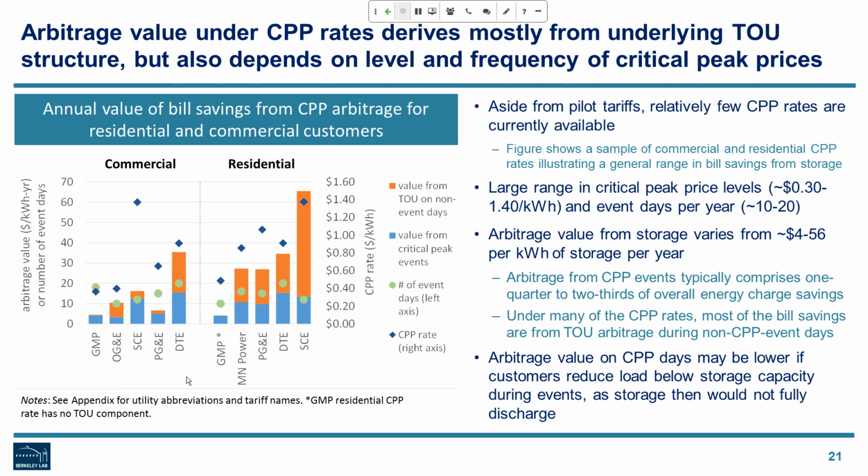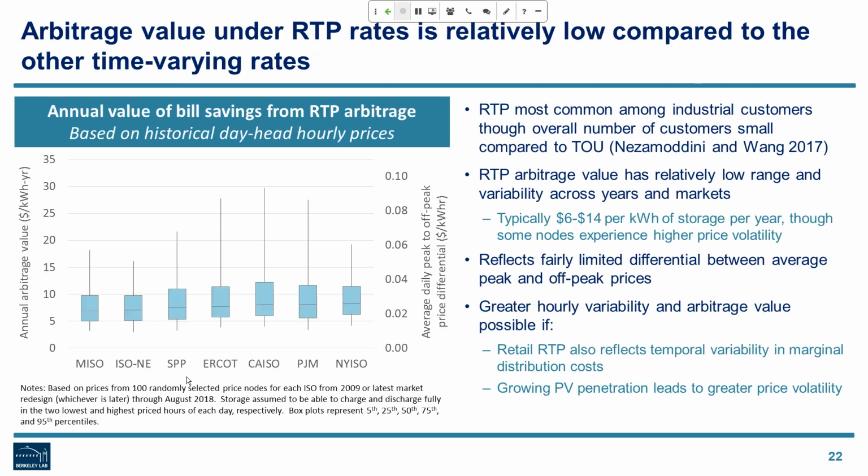So we also looked at the potential arbitrage savings from storage, assuming that customers are exposed to the day-ahead real-time price for each of these 7 electricity markets. We selected 100 random price nodes from each of these ISOs from as far back as 2009, in some cases a bit more recently, through 2018, to capture a large range of market conditions and assume that the storage can charge and discharge in the 2 highest and lowest price hours of each day.